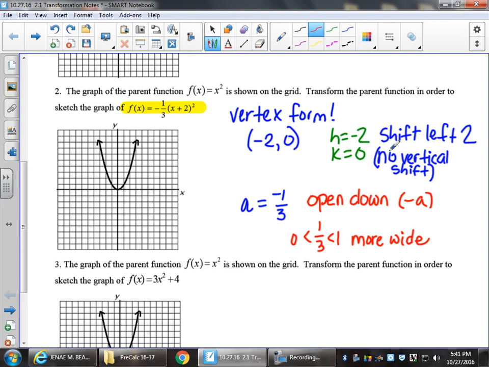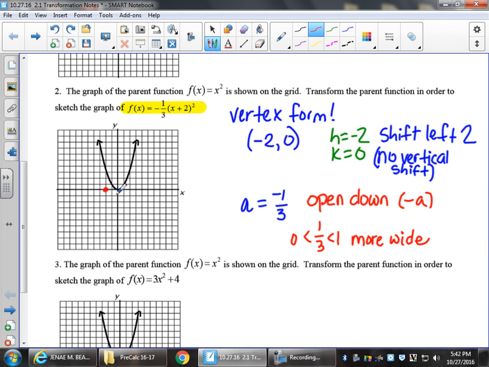Let's account for the shift left first. So again, we start at the vertex. I shift left 1, 2. We have no vertical shift. So I'm good to stay right here. My parabola is now going to be opening downwards, and because a is 1/3, more wide.